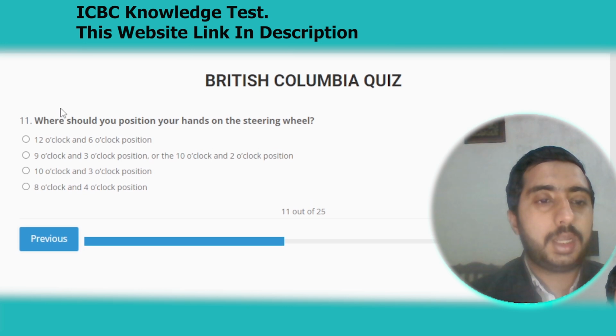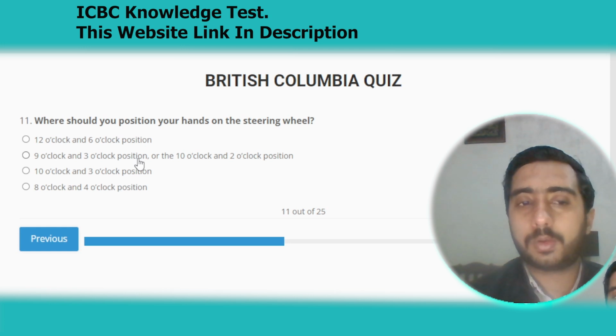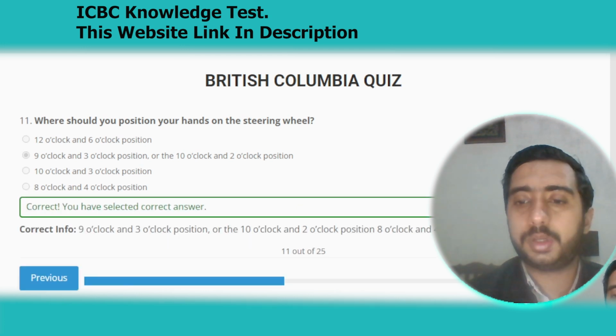Next one, question 11. Where should you position your hands on the steering wheel? The 9 o'clock and 3 o'clock positions, or the 10 o'clock and 2 o'clock positions? Option B is the correct one.